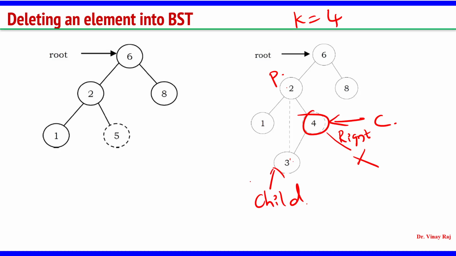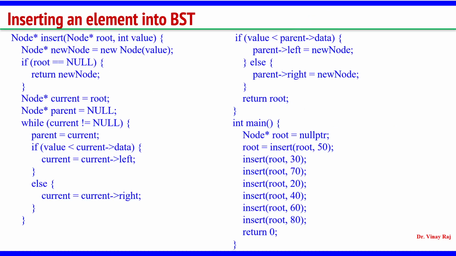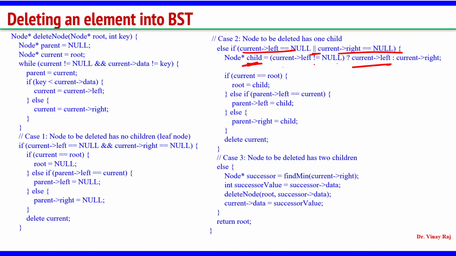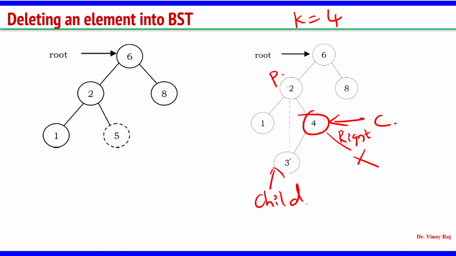This is mapped as your child. Okay. Next. Sorry. Child we have found out. Now what are the things we have with us? 4 is our current, 2 is our parent, and this 3 is our child. This is our current that we have found out.